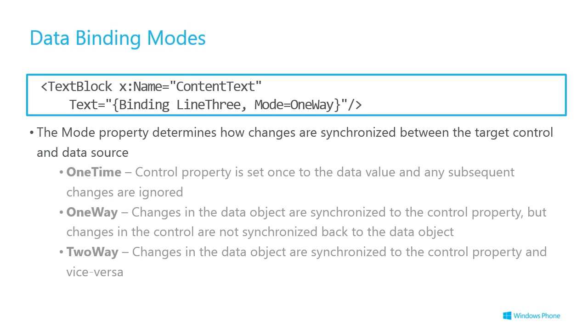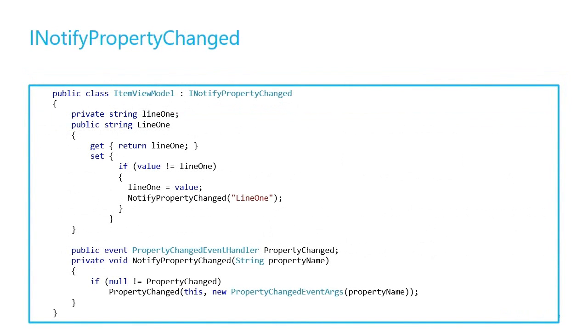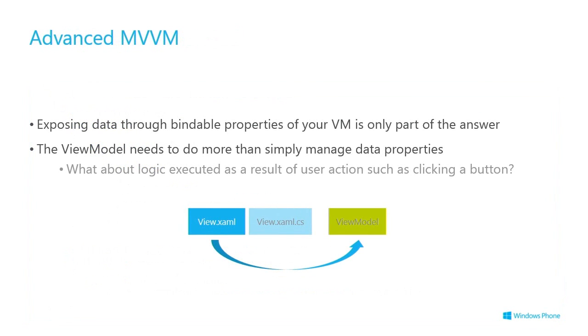And we have the different modes that we covered yesterday. One-time data binding, one way where it's synchronized to changes in the underlying view model, and two-way where changes in the UI are written back down into the view model underneath. And the magic that makes that work is this interface called INotifyPropertyChanged.